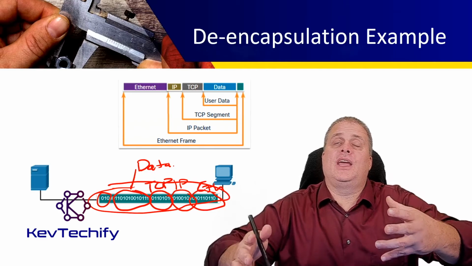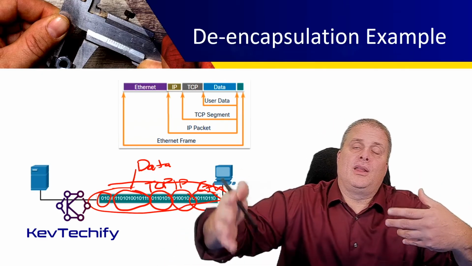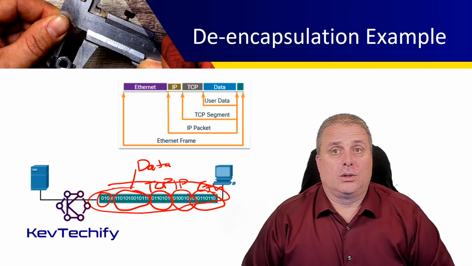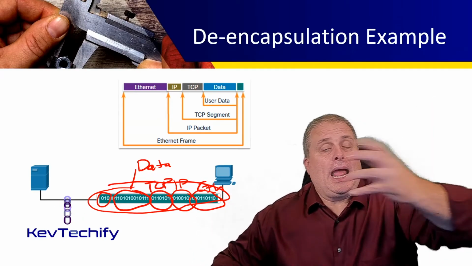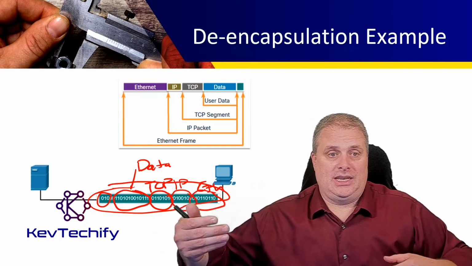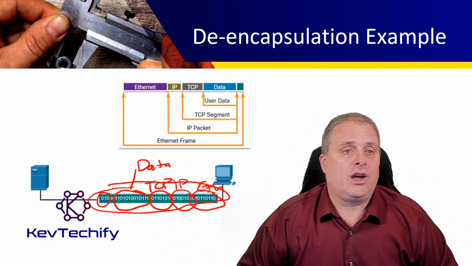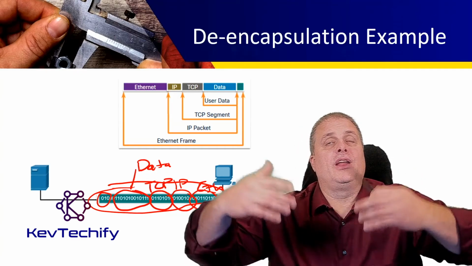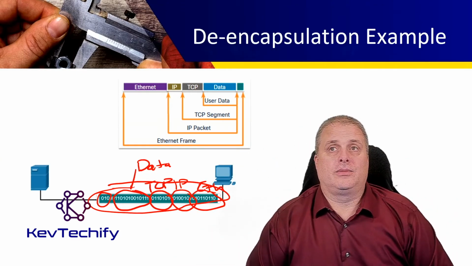And now once we have the data, we can then format it and present it to the end user in the form of the web page they asked for. So the sender encapsulates it, the receiver de-encapsulates it. It takes all of that extra header information off, stuff we used for it to get there. We take that off, and then we just get the data at the end.